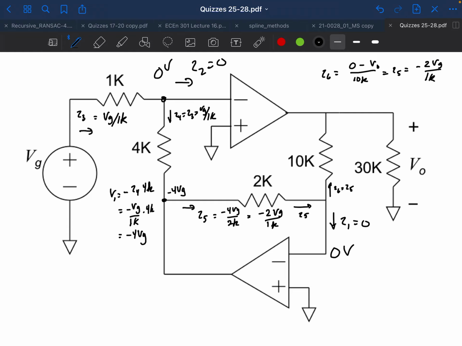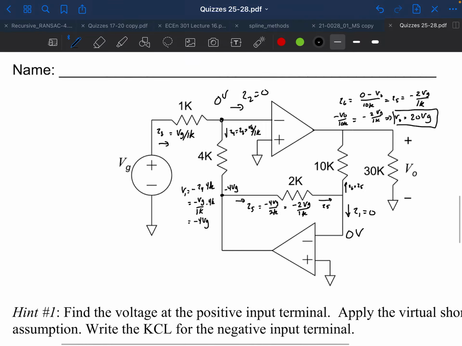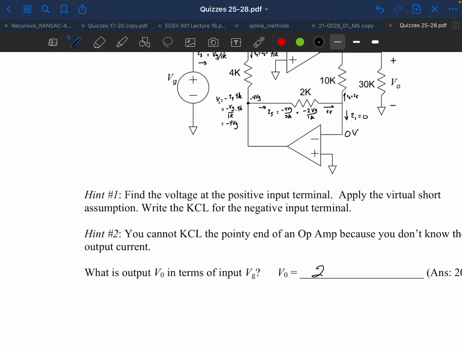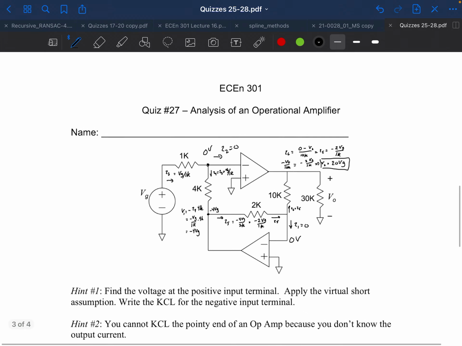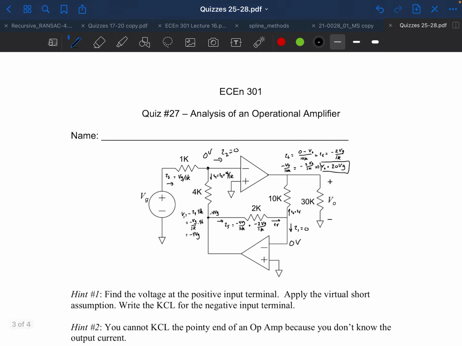So let's write that out then. We're going to have minus V naught over 10K equal to minus 2 VG over 1K. So that implies that V naught is, the minus signs go away, I'll multiply 10K on the other side, and the K's cancel out, and so I'll get 20 VG. So V naught has to equal 20 times VG. All right, so my answer down here, V naught is equal to 20 VG. Hopefully that's the answer. Okay, so that's quiz number 27.